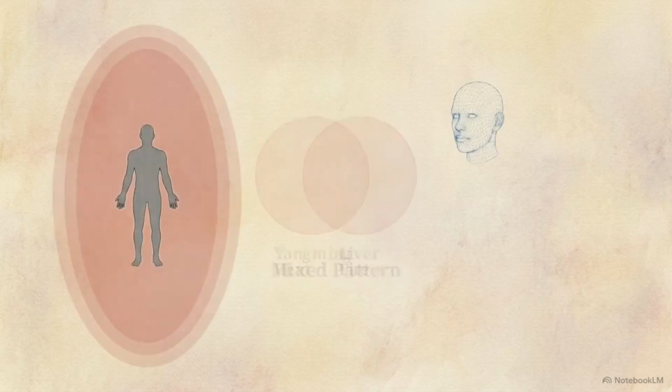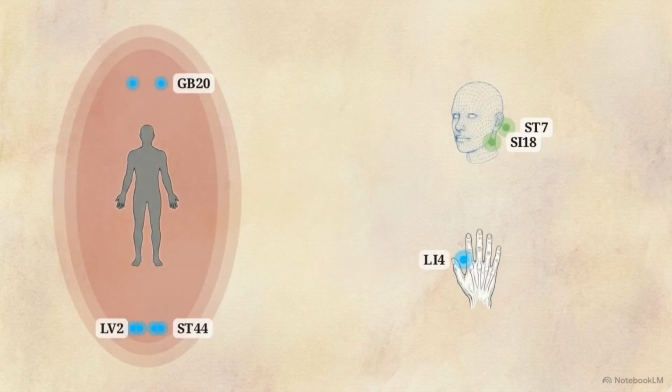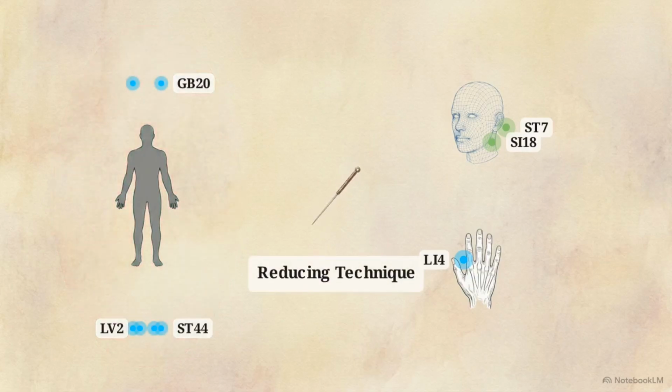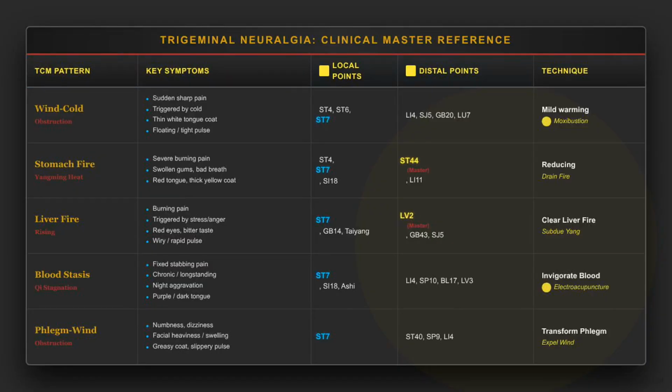The prescription uses ST7 and SI18 locally, with LI4, ST44, LV2, and GB20 as distal points, using a reducing technique. This matrix table maps every discussed symptom to its respective TCM pattern, points, and required technique. Take a screenshot of this table to use as a reference guide in your clinic.